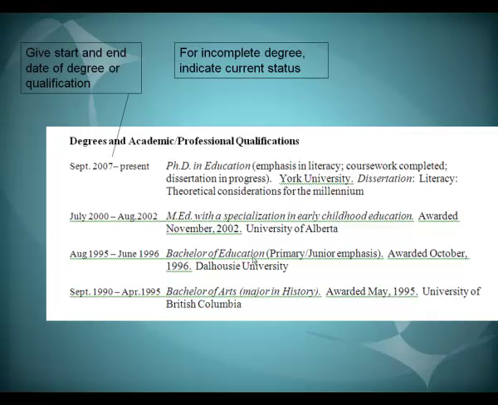So what you do is put PhD in education, emphasis in whatever it is you're studying, if it's literacy, higher education, tell people. And then say, coursework completed, dissertation in progress, right? So people know right away. Nobody has to send an email asking. You've taken account of the questions your reader wants to know in advance. You put your university, you put your dissertation topic, right? Now, as you go on, you'll see the MEd with the specialization in, and that was awarded in November 2002, even though you finished the work in August.